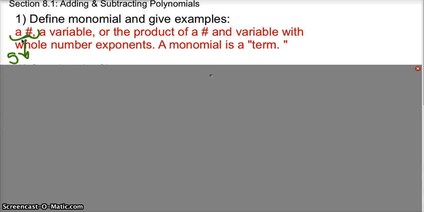A variable, an example of a variable: X, Y, Z, A, B, any variable. The product of a number and variable. Well, product means multiplication. So an example of a product of a number and a variable could be 5x. It also could have exponents: 5x squared, 5x squared y. All of these would be examples of monomials because there is one piece. It is held together with multiplication or it is one standalone chunk.